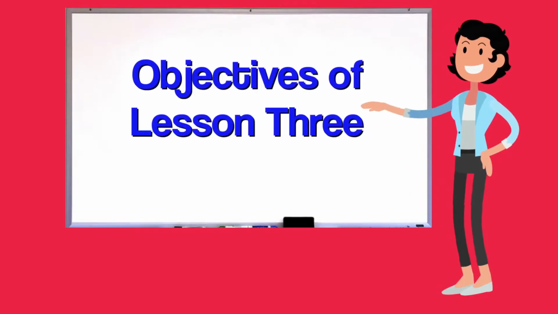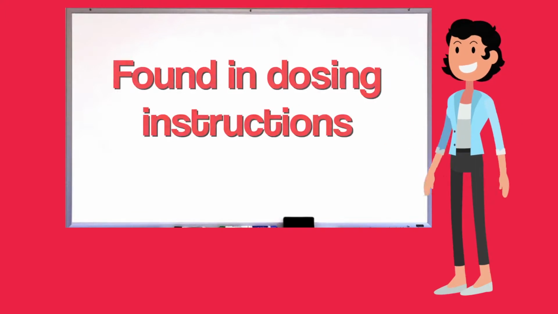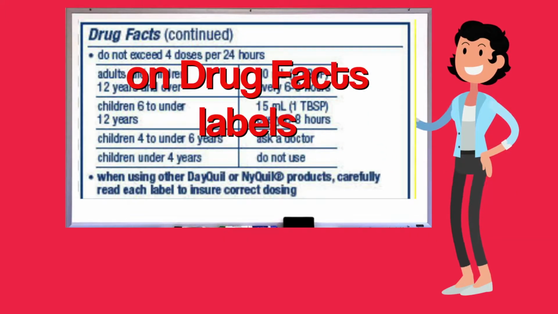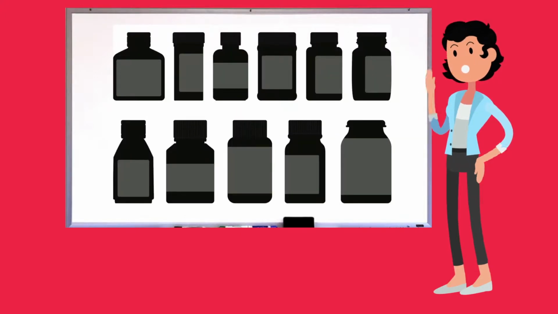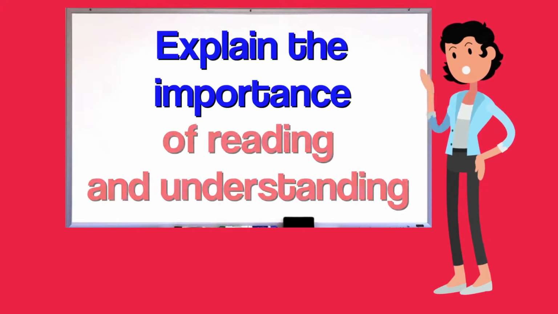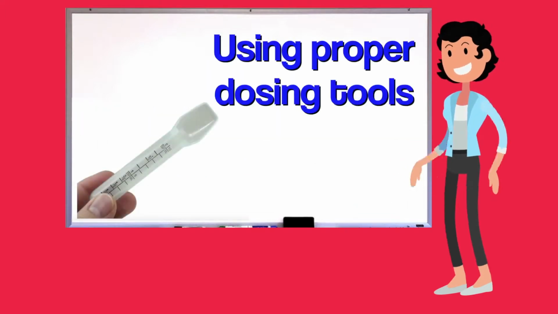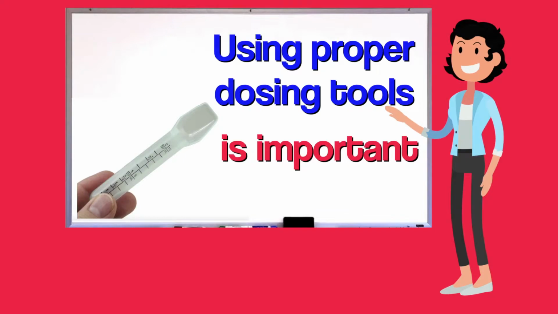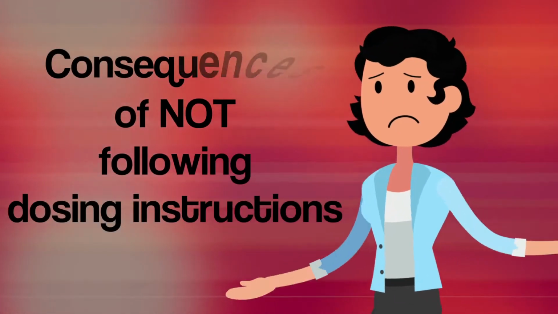Now, let's go over the objectives of Lesson 3. Identify information found in dosing instructions on drug facts labels, including when, how, and how often to take the medicine. Explain the importance of reading and understanding dosing information. Understand why using proper dosing tools is important. Discuss possible consequences of not following dosing instructions.